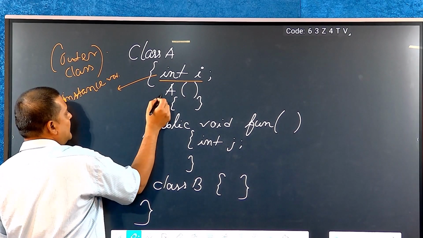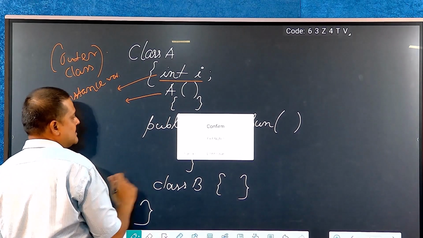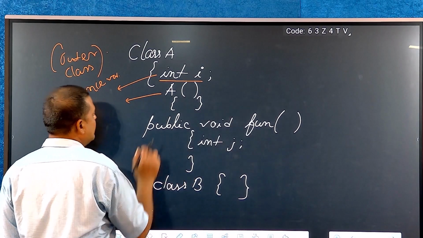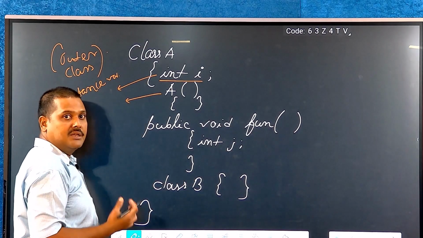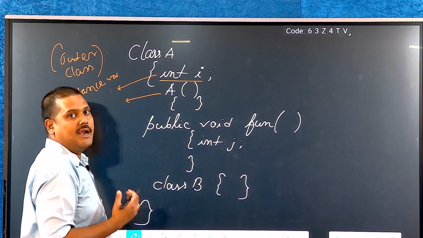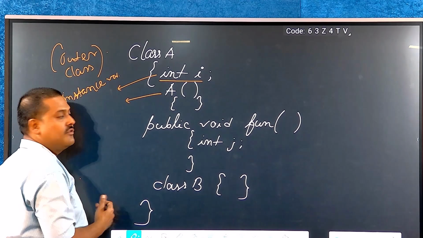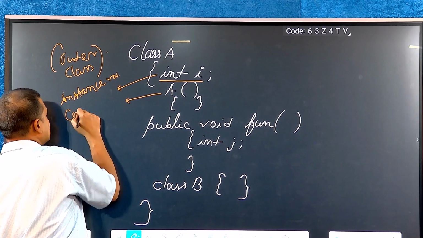This A is nothing but the constructor. You know what a constructor is? A constructor is the method which helps us to initialize the instance variables in memory and assign them their default values. So, this is the constructor.